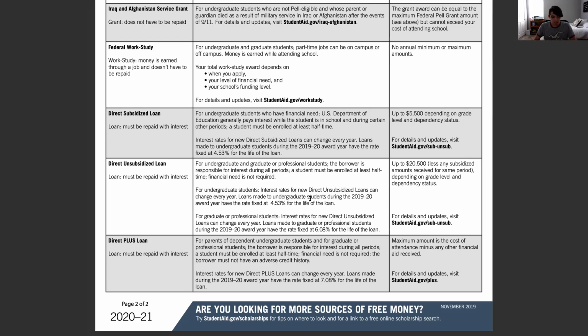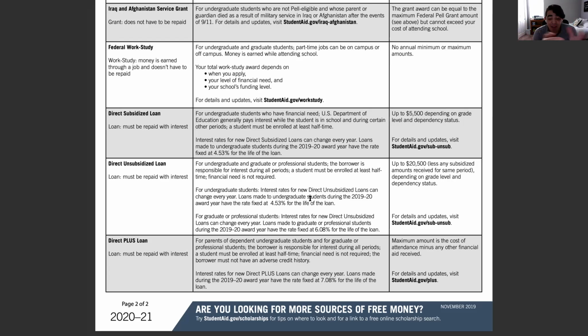Then there's the Direct PLUS Parent Loan. This is for your parents to take out a loan. The maximum will be given by the institution, and it will tell how much your parent can take out for you to go to school. But it just does depend. It depends on how much you defer on the award offer letter or in conjunction with scholarships or whatnot.